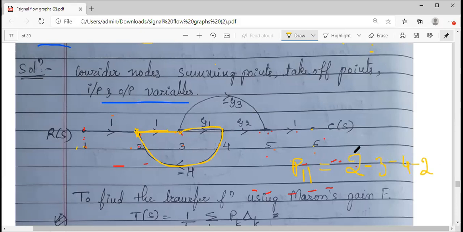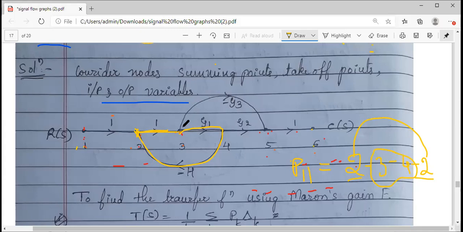So a loop, when you call any path a loop, should start and end at the same point. So you should mention it like this. If you're telling me a loop 3, 4, it is wrong. No doubt, I understood that you're talking about this yellow loop. But the proper way is you should start and end at the same node. Then it is a loop.